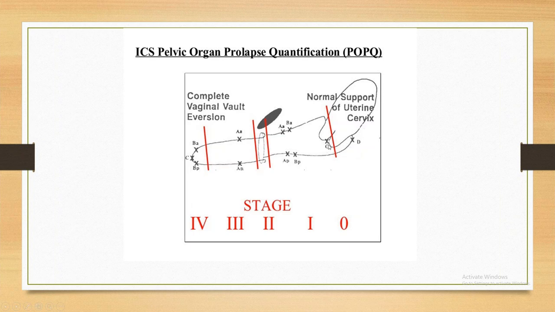Now, for this we have to see TVL minus 2. Suppose total vaginal length is 9. The C point should be at a normal position for stage 0, at minus 7, minus 8, minus 9. For stage 1, it should be from minus 6 to minus 1. And from plus 1 to plus 6 will be stage 3. Up to TVL minus 2 is normal. Okay, thank you.